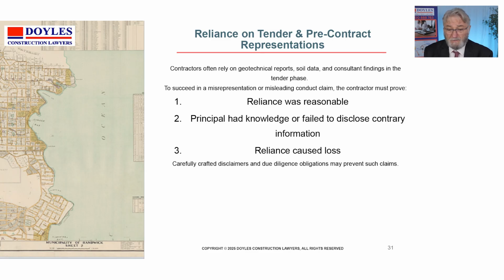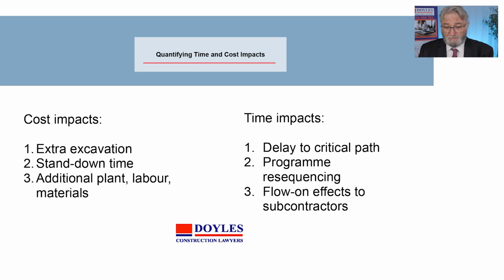So, again, we're going over things here to say that reliance was reasonable. The principal had knowledge or failed to give contrary knowledge to the contractor, that the contractor relied on the information he was provided to the extent that he's been led to his disadvantage. And of course, you've got to look at the cost impacts: excavation, traditionally stand-down time, additional plant and equipment, changing of working materials and methods; time impacts, delay to the critical path, resequencing, flow-on effects for other subcontractors. They've all got to be specified, understood, proved and quantified.